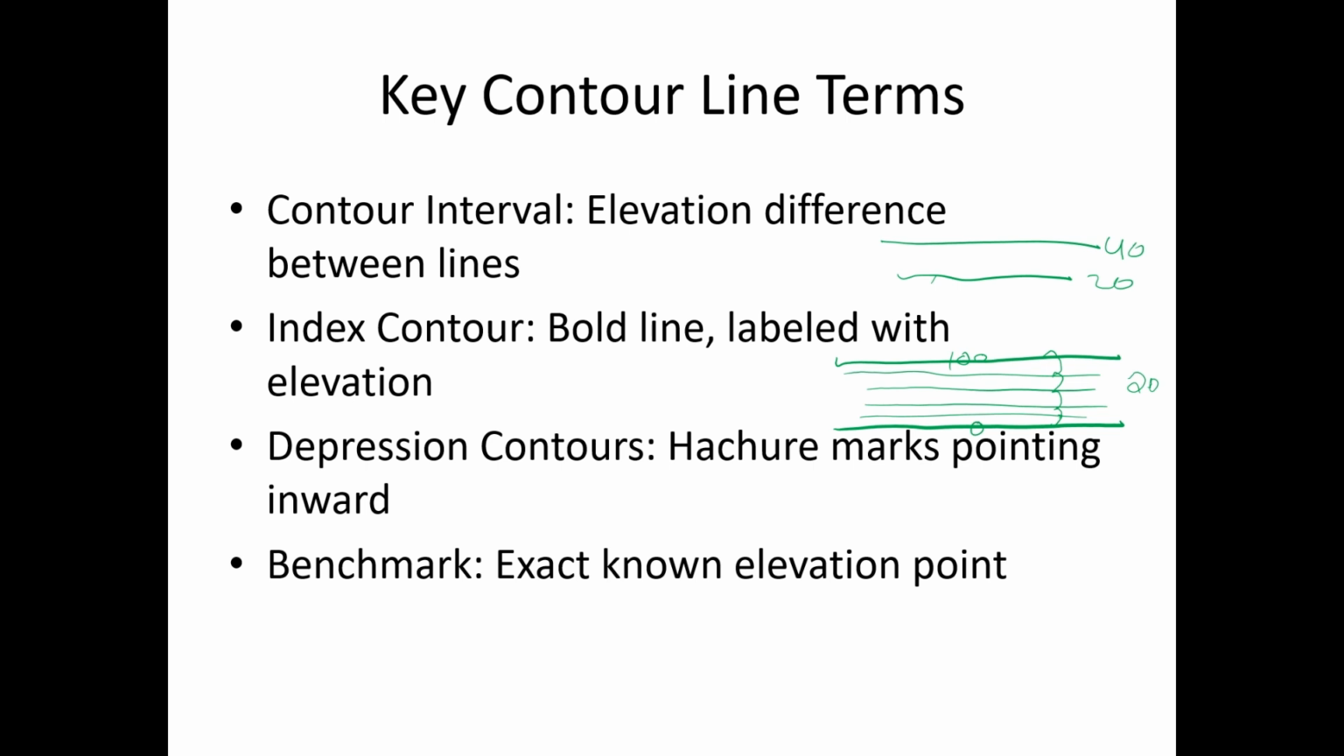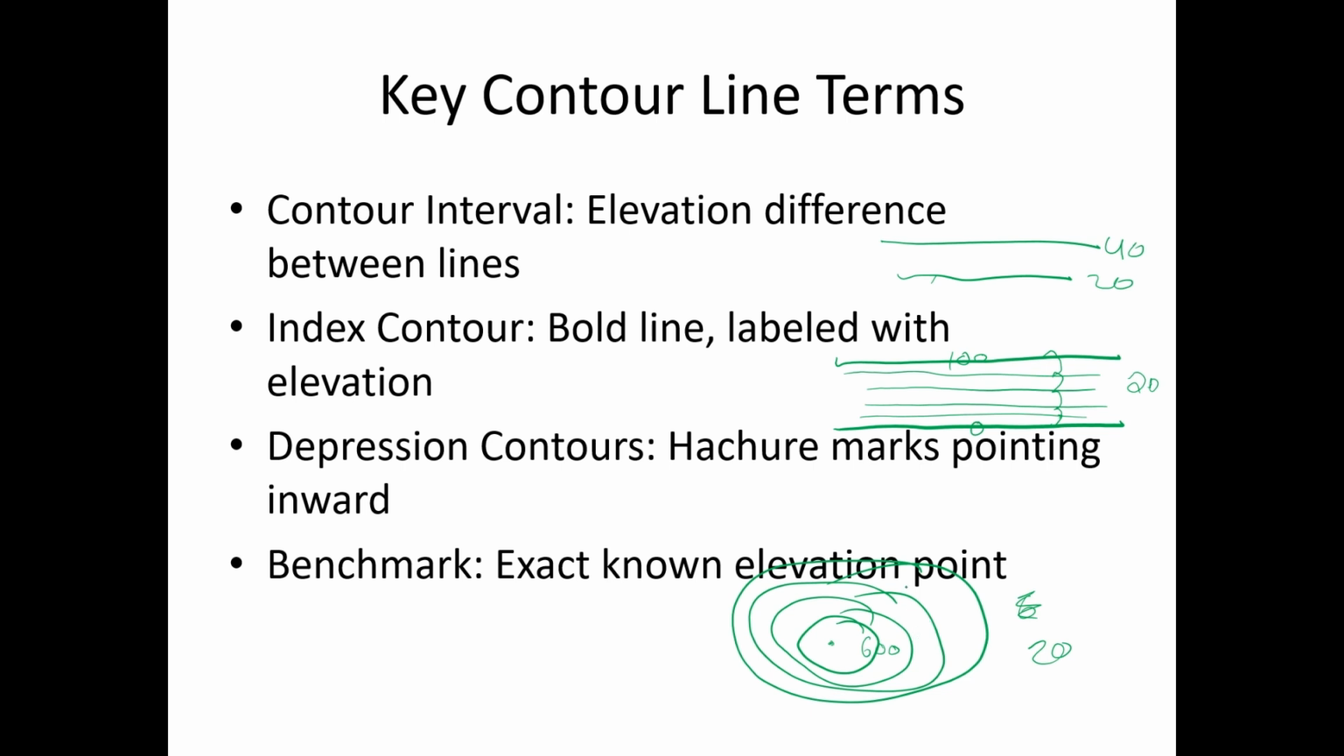Next, we have depression contours. These are hachure marks that point inward. I'll show you in further slides, you'll see images of these, so I'll point them out. And then benchmarks are basically just like, if we have a hill, you're going to see these lines that go around and around. Let's say this line says 600, and the contour interval is every 20. All you know is that this hill has an elevation, let's say that's the top of the hill.